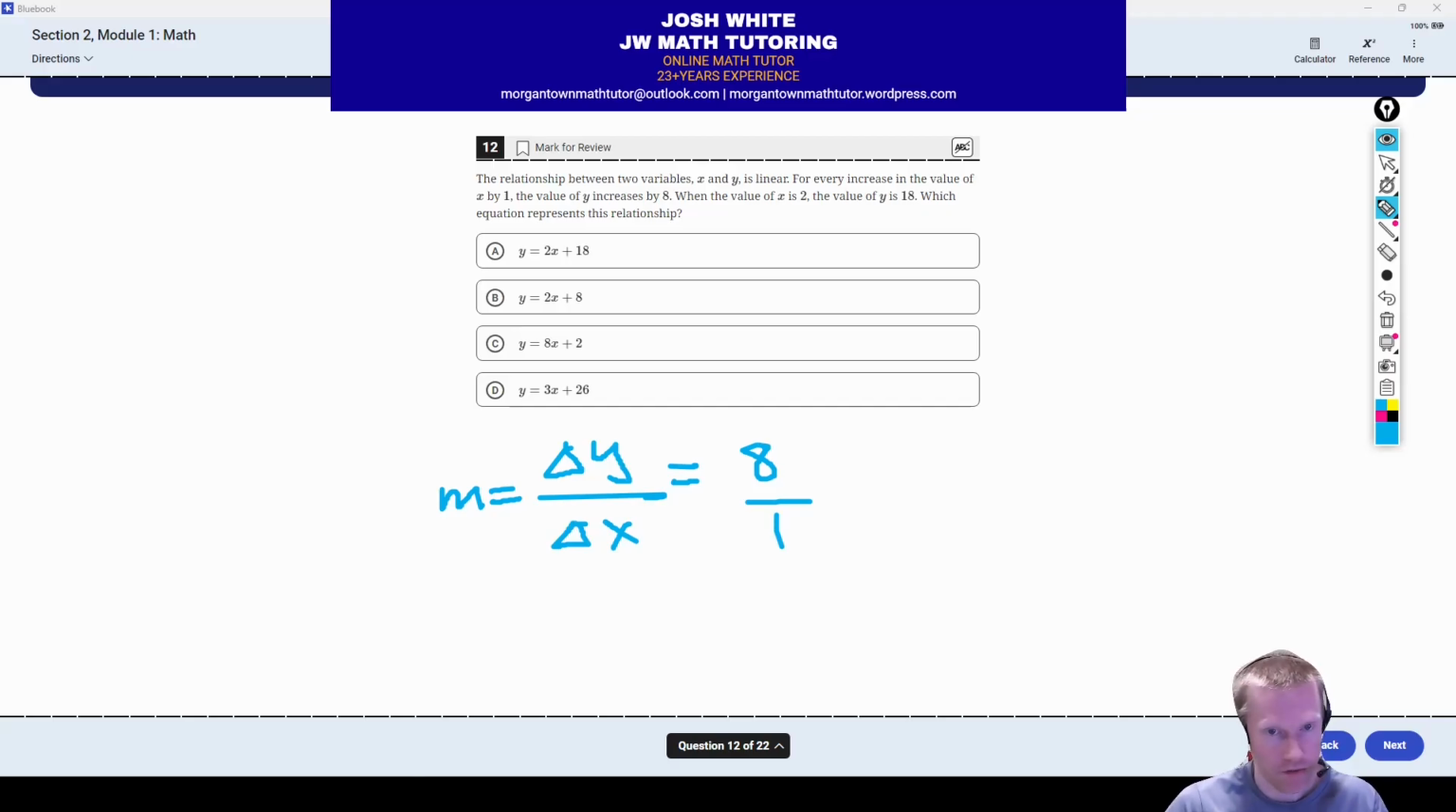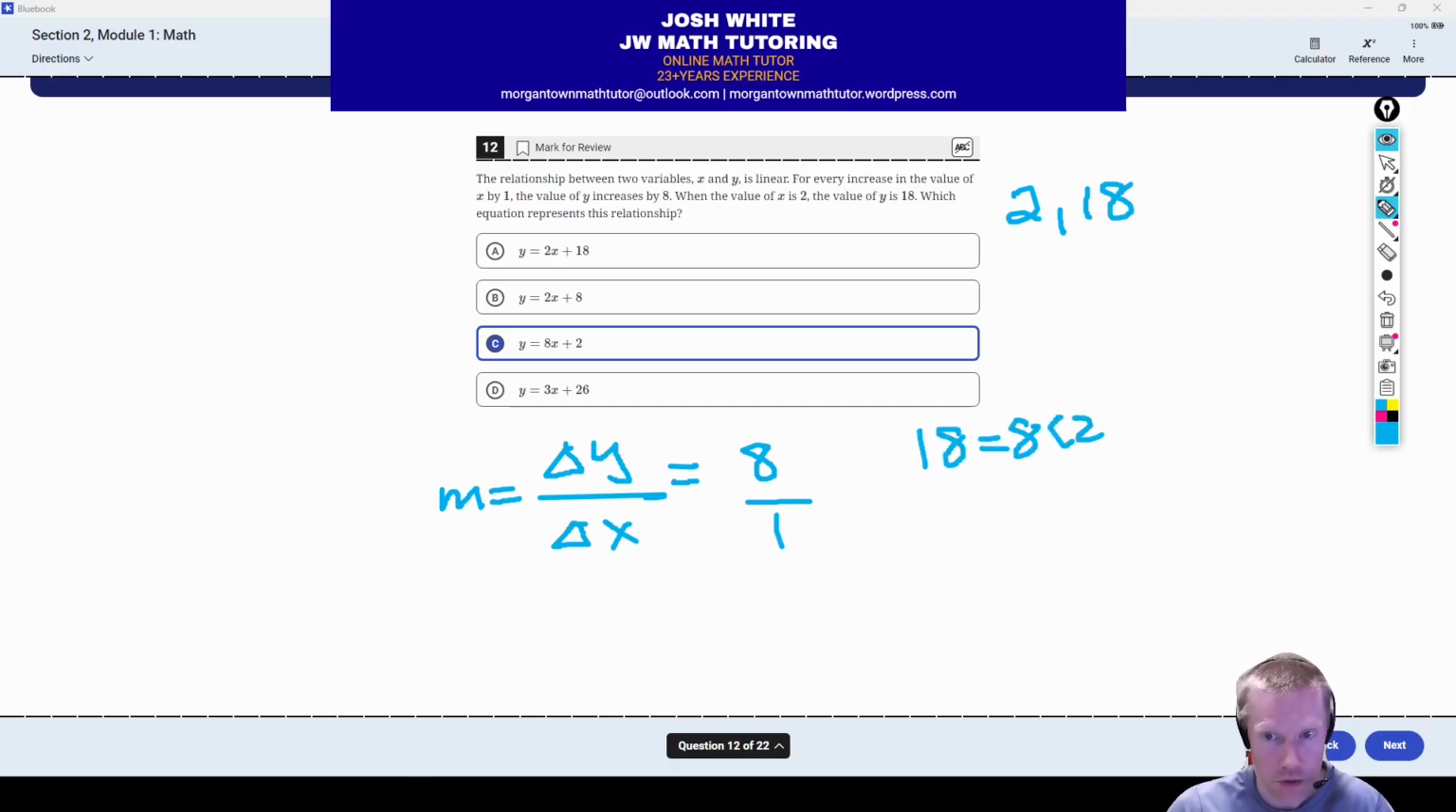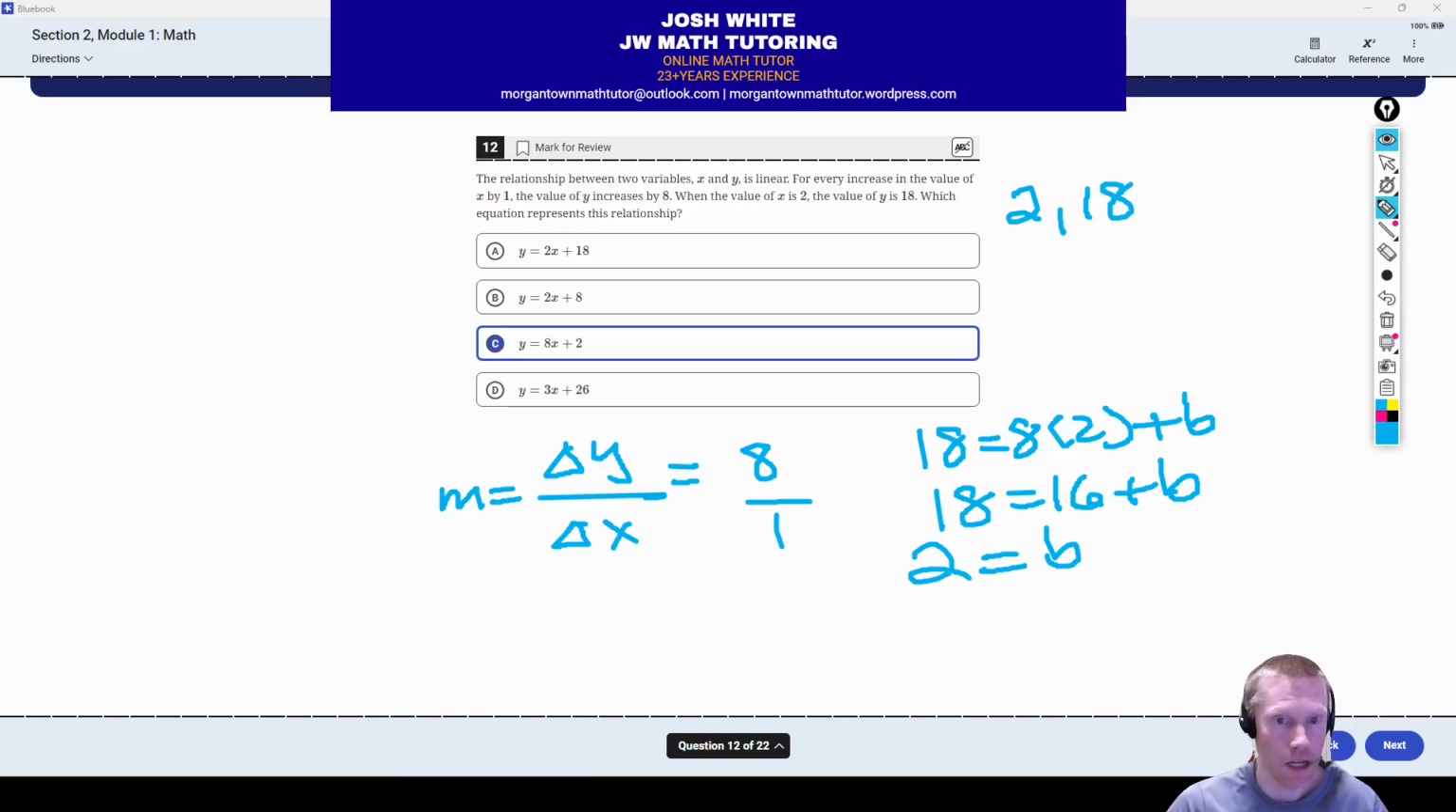We don't even need to worry about finding the value of b because none of the other equations have 8 as a slope. I will tell you though that since they give you this point here, (2, 18), the way you would find the b value is you would plug in 18 for the y, and you would plug in 2 for the x into y equals mx plus b, and 18 equals 16 plus b. B has to equal 2. That just confirms the correct answer is 8x plus 2.